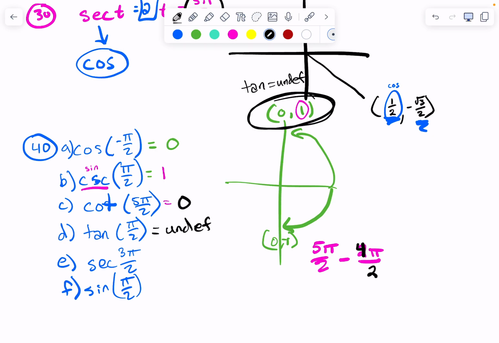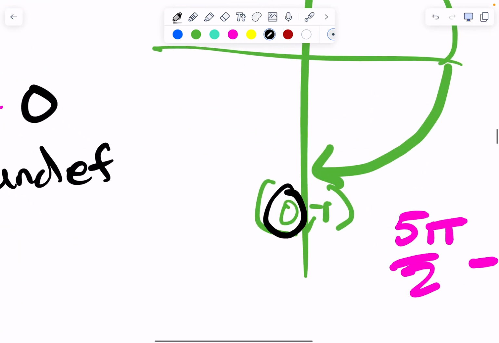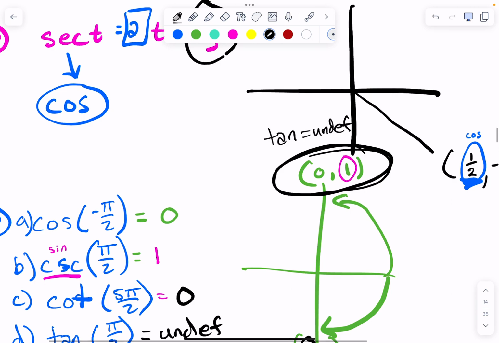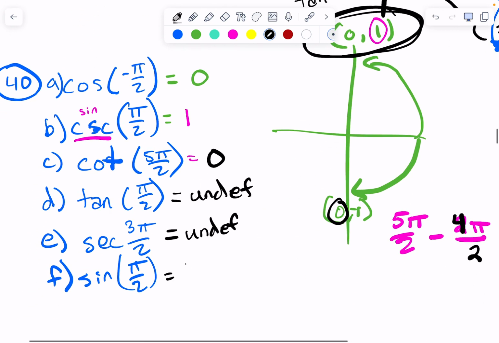Then secant, 3 pi over 2. Where's 3 pi over 2 located? 0, negative 1. Secant is the reciprocal of cosine, and cosine is 0. What's the reciprocal of 0? Undefined. And then sine of pi over 2, which is up here. Sine is 1. Is that all they were asking? Yeah, there you go.